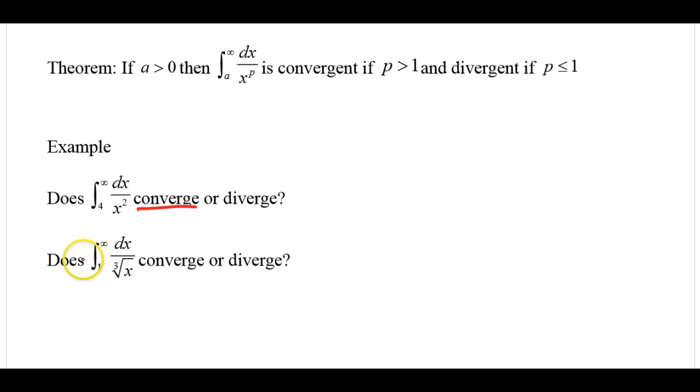And in the second example, the integral from 1 to infinity, so we have 1 as a positive lower limit of integration, and we have dx over the cube root of x, which is x to the 1/3. So since 1/3 is less than or equal to 1, we can automatically say this improper integral diverges.